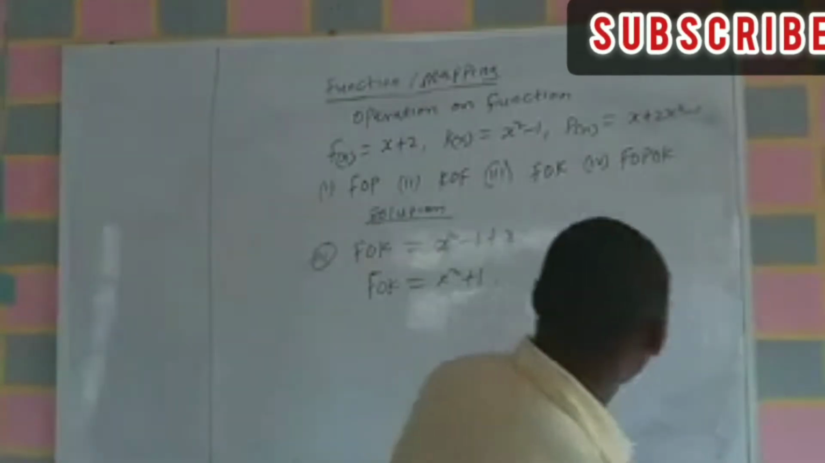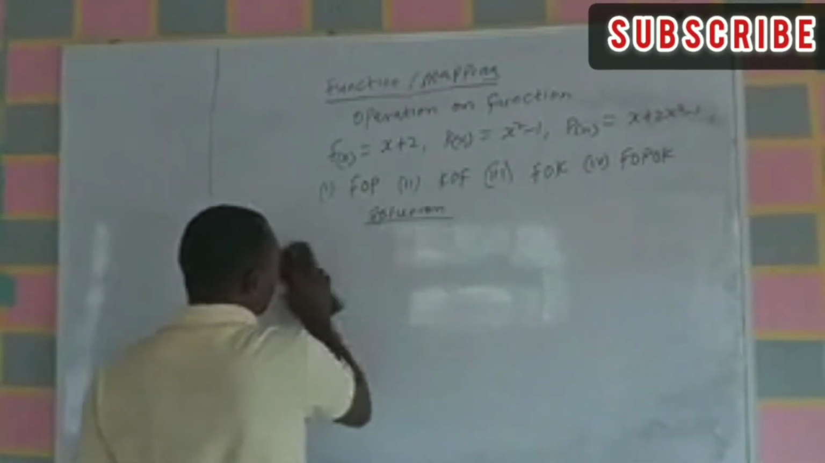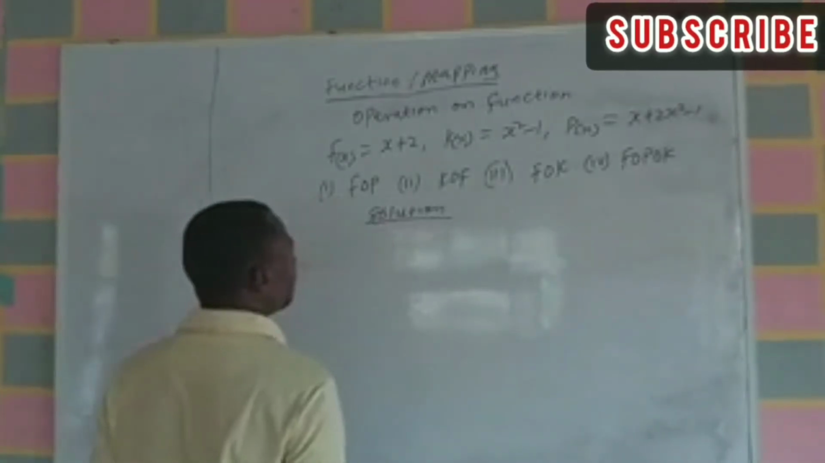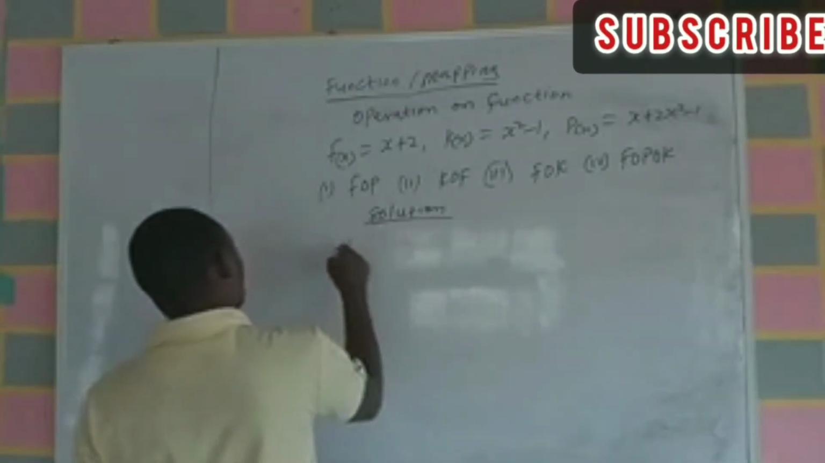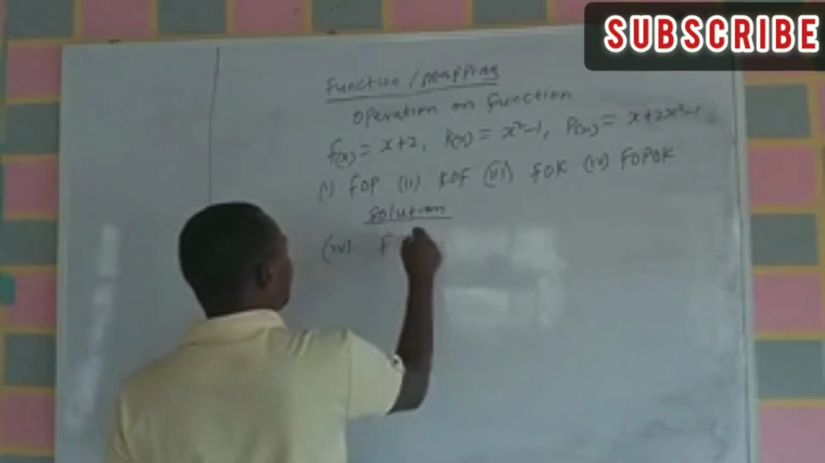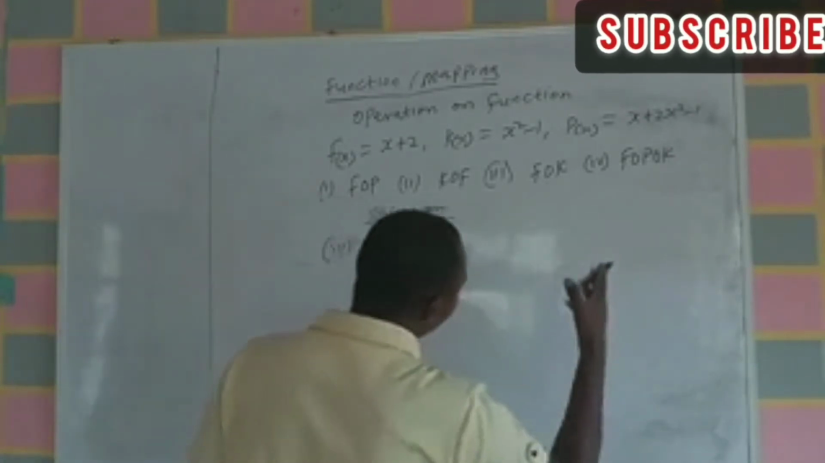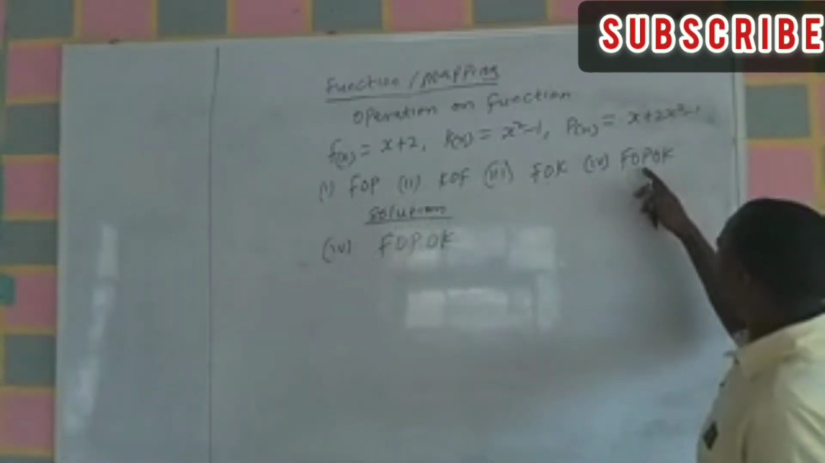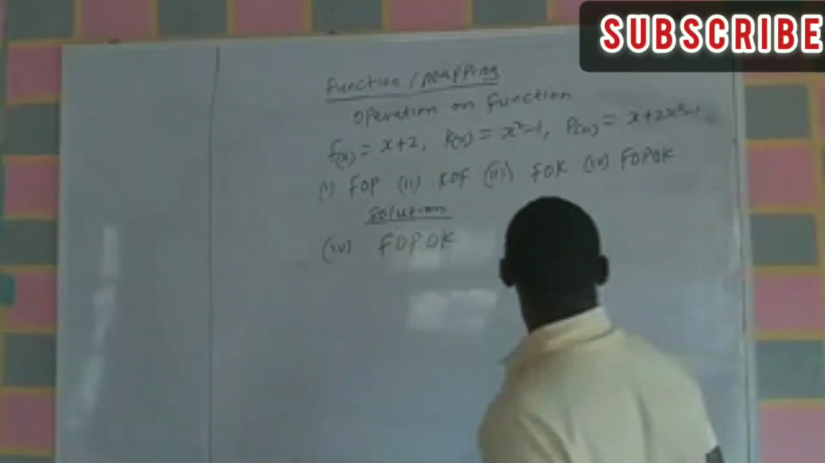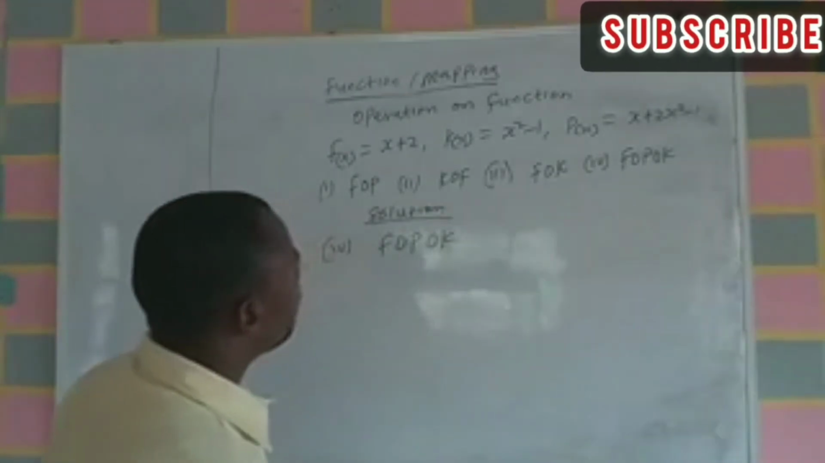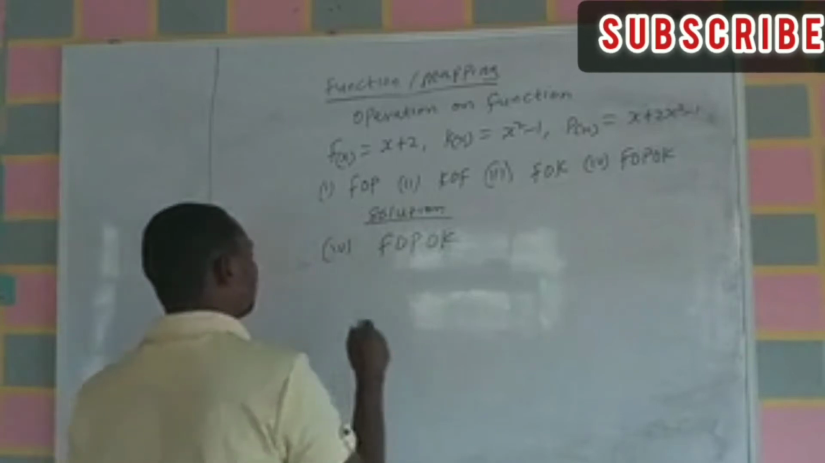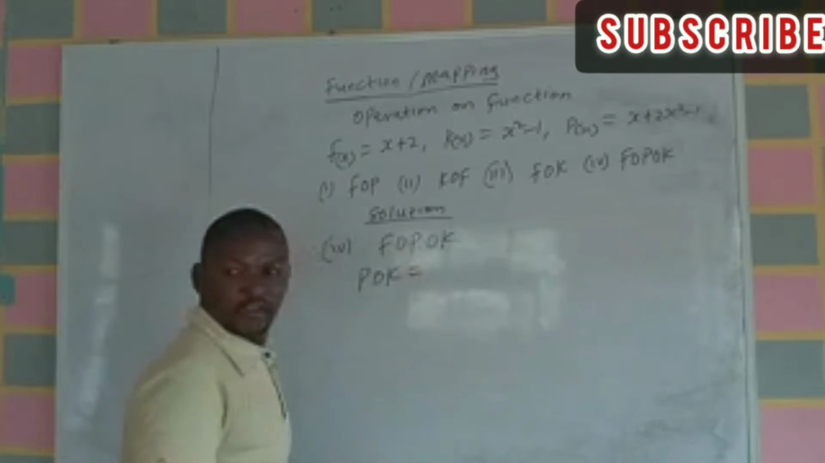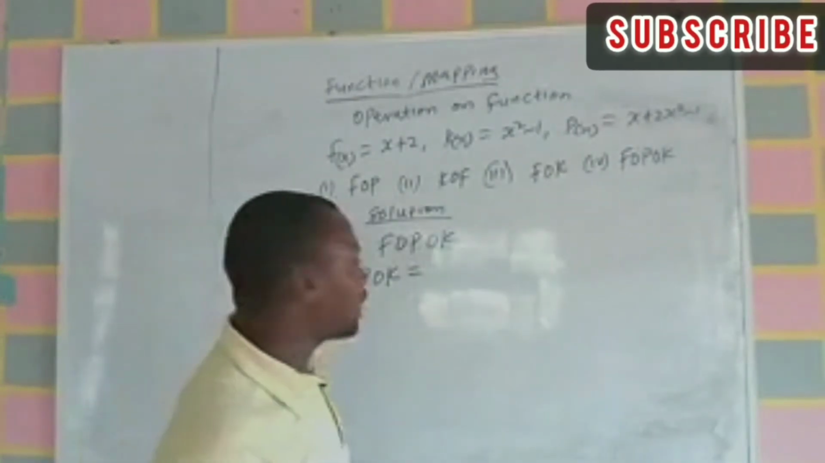Okay, so we take the fourth question, which is F of P of K. So pick K, substitute it for P, then simplify and substitute the result for F. So our K is s squared minus 1. First of all, let's break it and handle P of K.